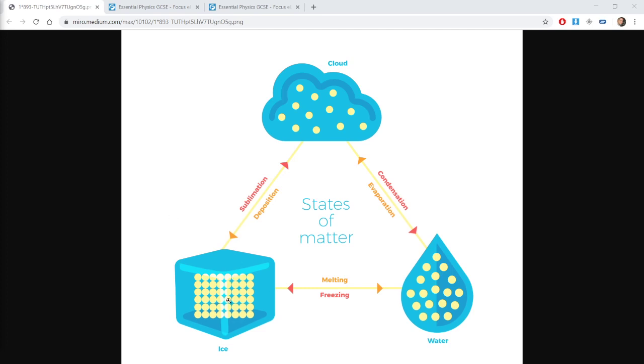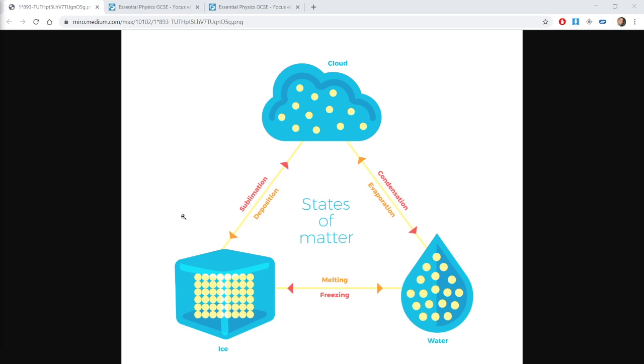You melt from a solid to a liquid, a liquid evaporates into a gas, and a gas can deposit back into a solid going the other way. If you've got a solid that turns straight into a gas, it is doing sublimation, or it is subliming. A gas turning into a liquid is condensing or experiencing condensation, and a liquid turning into a solid is freezing. Again, that should be revision from Key Stage 3.